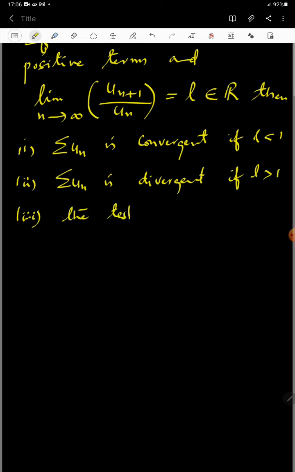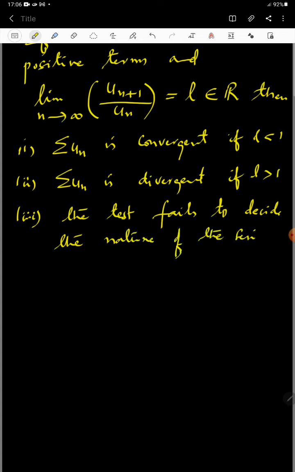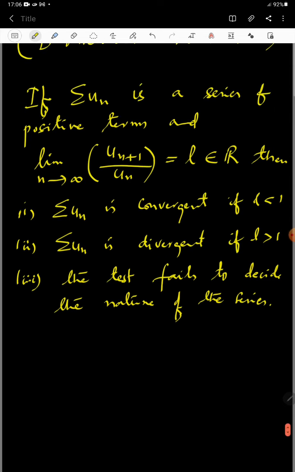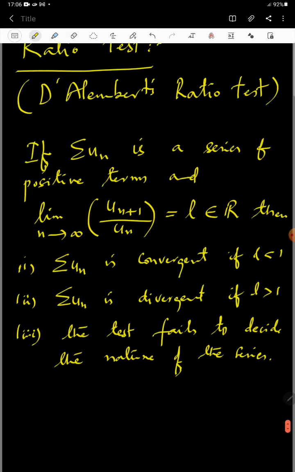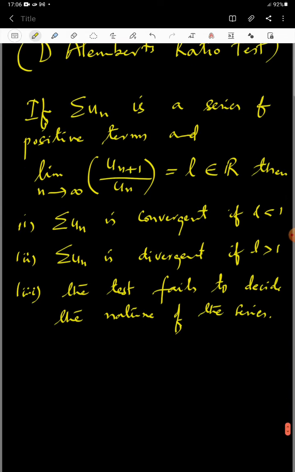The test fails to decide the nature of the series. It means we will not be in a position to tell whether the series is convergent or divergent. We have to apply some other test. Generally, when the ratio test fails, we apply Raabe's test.